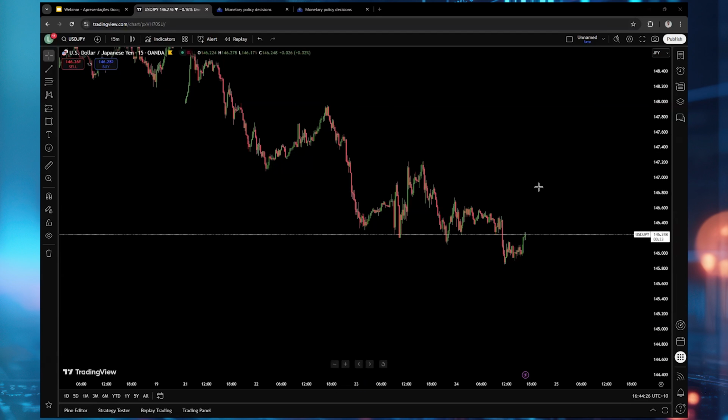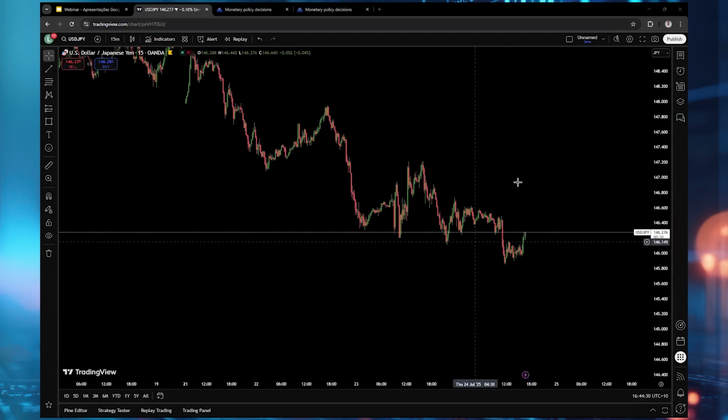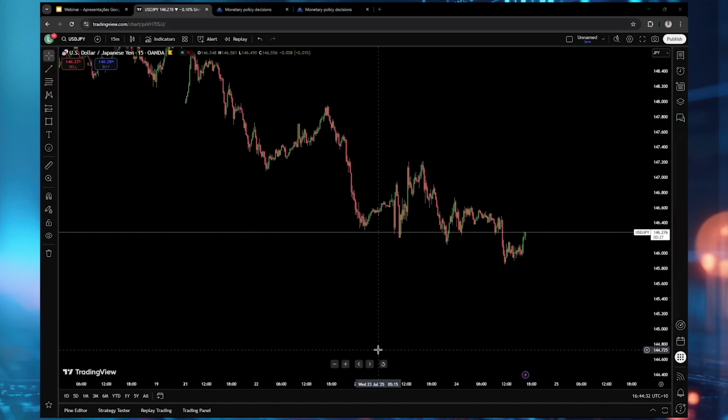I believe that the market can go a little bit higher, and then I would be looking to short around 147, or even higher, 147, 148.